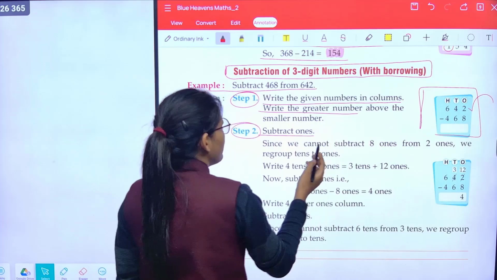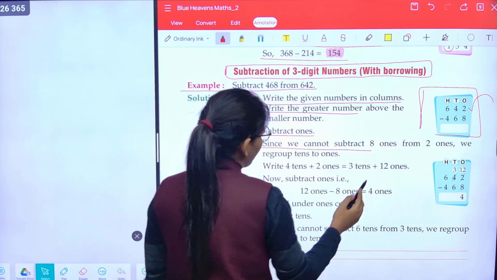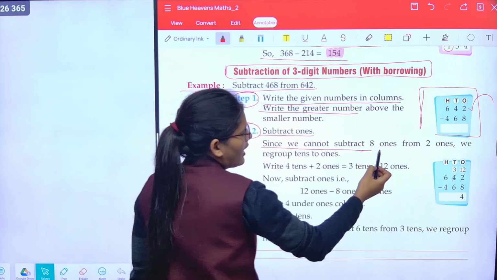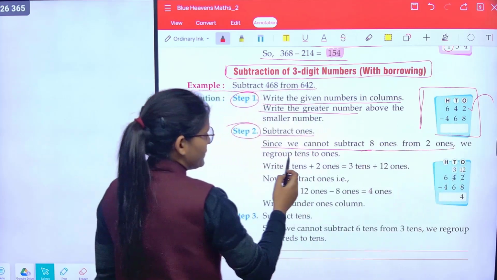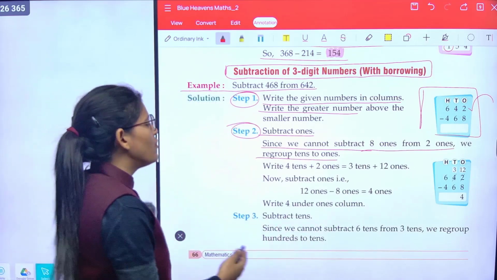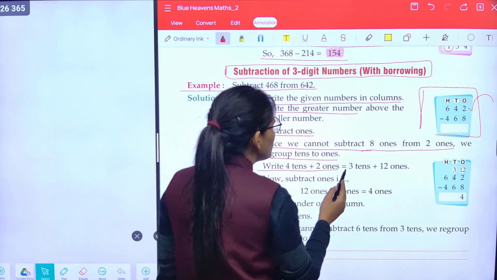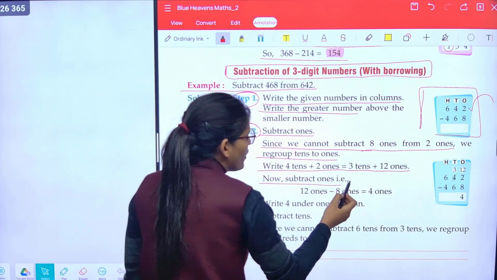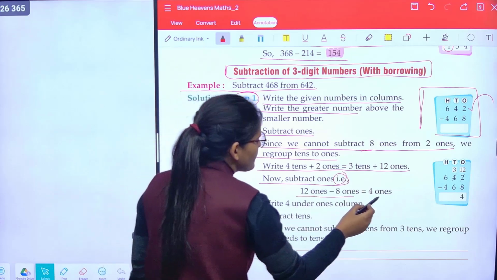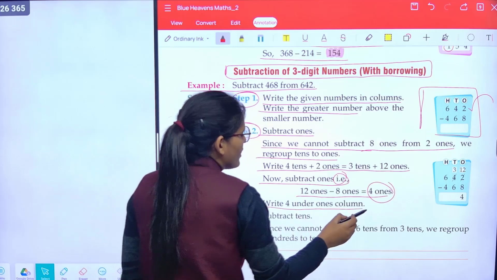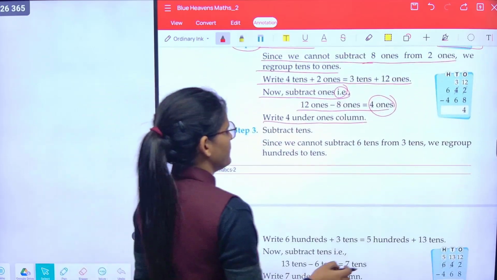Step 2, subtract ones. Since we cannot subtract 8 ones from 2 ones, we regroup tens to ones. 4 tens plus 2 ones is equal to 3 tens plus 12 ones. Now subtract ones. That is 12 ones minus 8 ones, 4 ones. Write 4 under ones column.